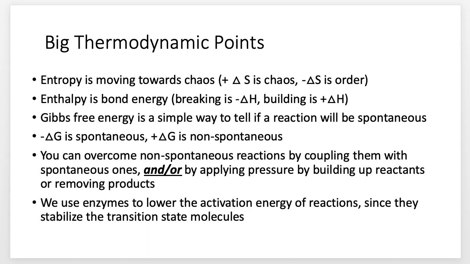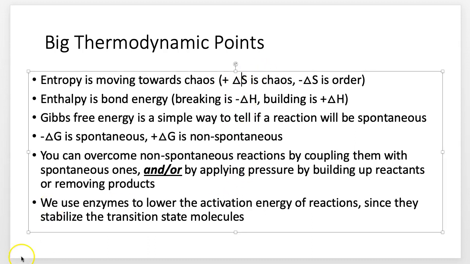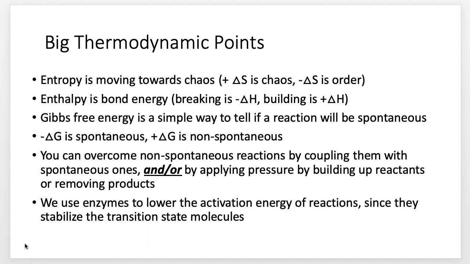Just a few points to sum things up. Remember, just going to go over this one more time. The big points. Entropy is chaos. So if you are increasing your chaos, then that is a positive delta S. If you are decreasing your chaos, that means you are becoming more ordered. Enthalpy is bond energy. So if you break a bond, you're releasing energy. That's a negative delta H. Energy is coming out. If you are building bonds, that is a positive delta H, okay? So your enthalpy is going up, okay? So this would be exothermic, and this is endothermic.